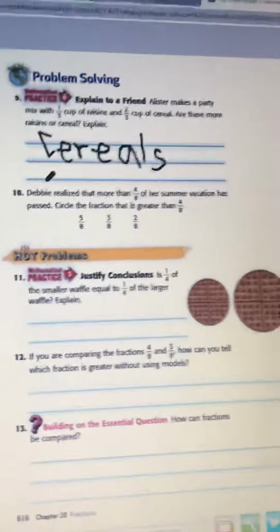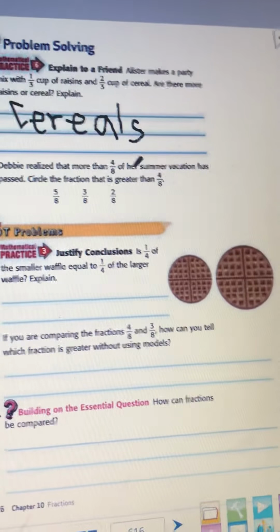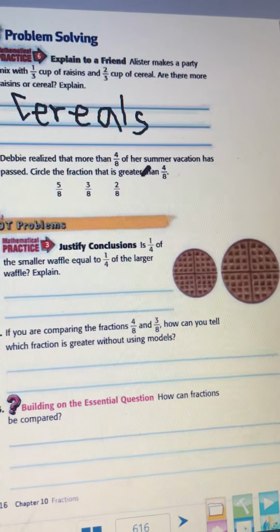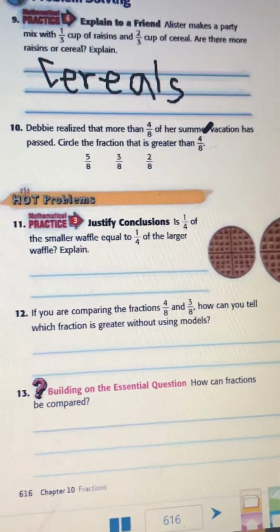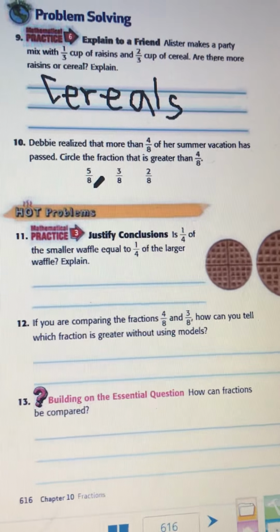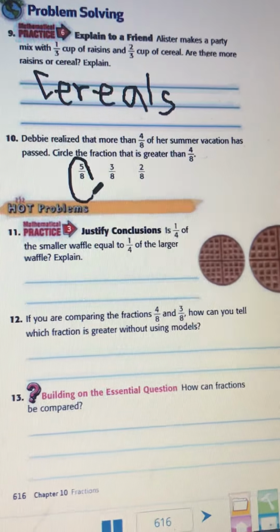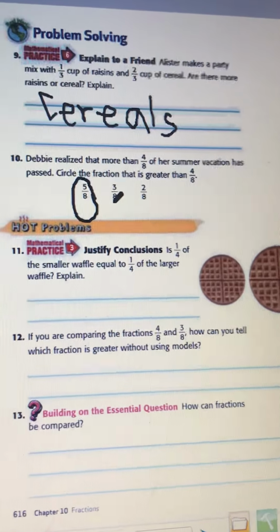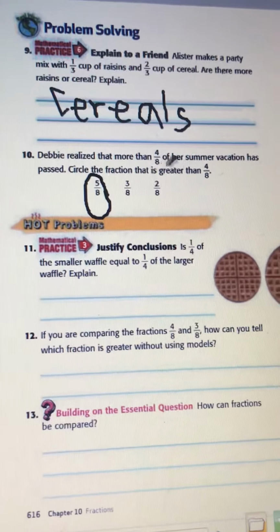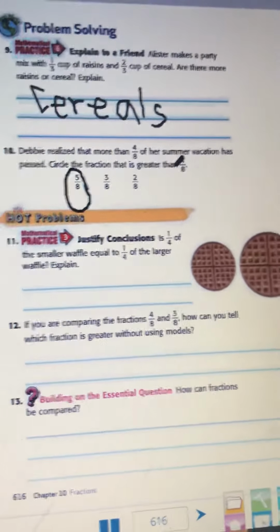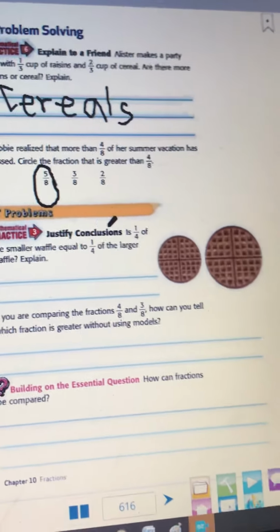Okay, let's have the 10th question. Debbie realized that more than 4 over 8 of her summer vacation has passed. Circle the fraction that is greater than 4 over 8, bigger than 4 over 8. Is 5 over 8 greater than 4 over 8? Yes, correct, because 5 is greater than 4. Is 3 over 8 greater than 4 over 8? No. Is 2 over 8 greater than 4 over 8? No. Good job.